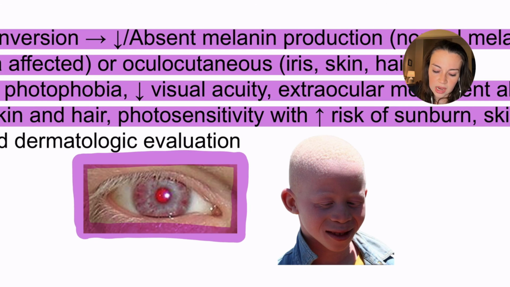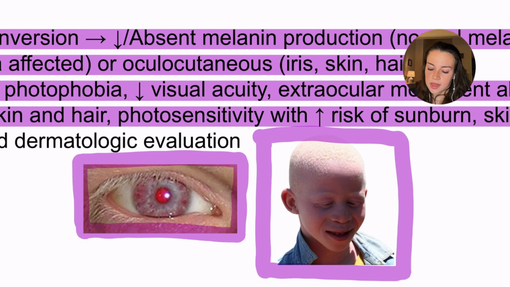And so here you can see an ocular manifestation. You can see some of the iris hypopigmentation here. And then here are some cutaneous manifestations. You can see this child has white hair, very pale skin, white eyebrows, white eyelashes. And it's hard to tell from this picture, but his eyes might even be slightly crossed here, showing some of the ocular symptoms as well.